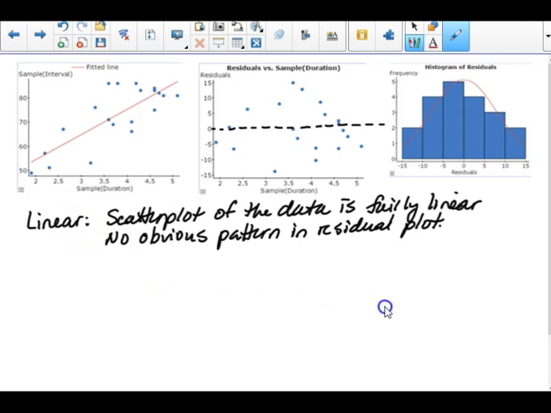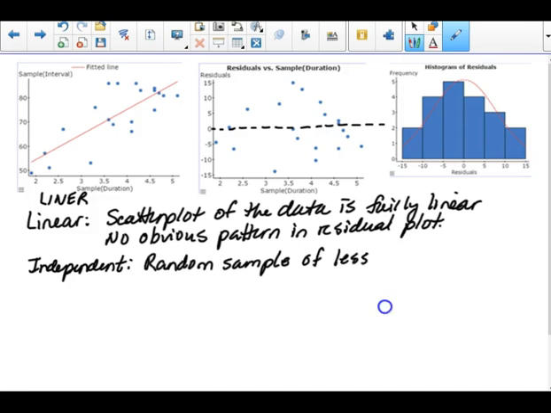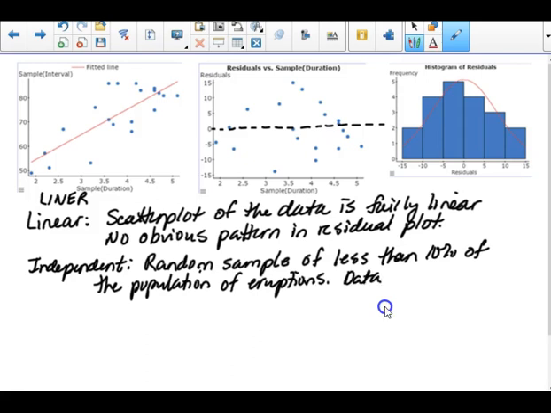Okay. For the next one, we're using the acronym LINER, kind of like linear, only without the A. I means independent. So we think about how the data was collected. This is a random sample of 20 eruptions out of 222 that were recorded in a month's time for the Old Faithful geyser. So we have a random sample of less than 10% of the population of eruptions. So the data are independent. In other words, one of them shouldn't have any relationship to the other since I selected them randomly.